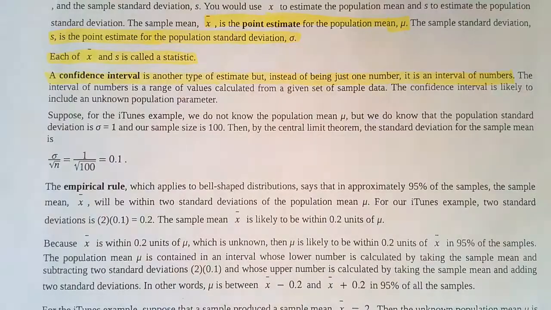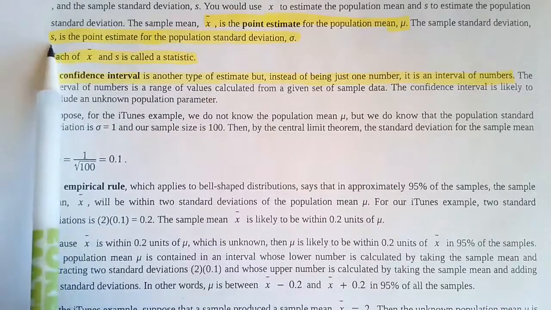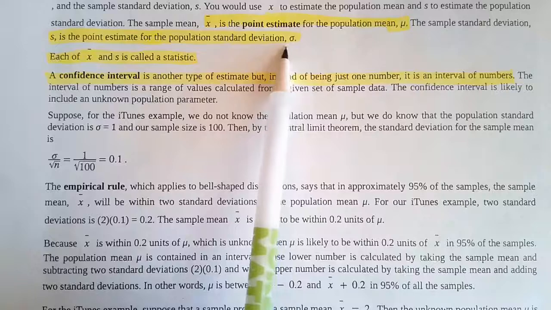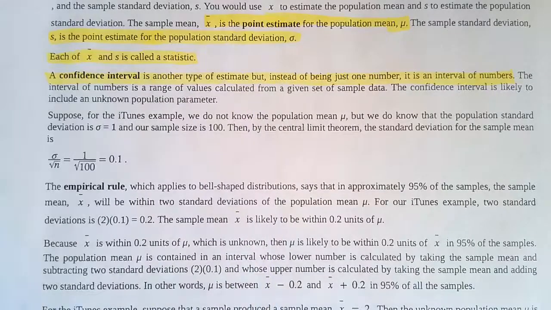Alright, on page 440, quickly, the point estimate depends on if we're talking about the mean or the standard deviation. The point estimate for this first part, x bar, is for a population mean, and for the standard deviation, s is for the sample and sigma is for the population. Okay. And then this part right here, this is key.